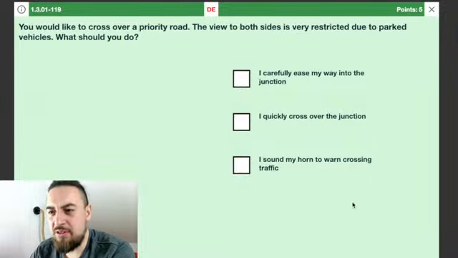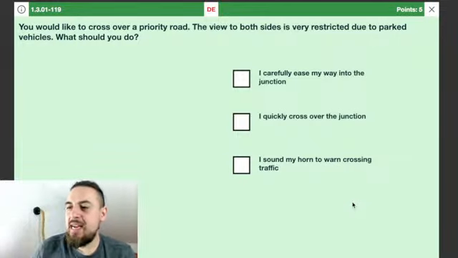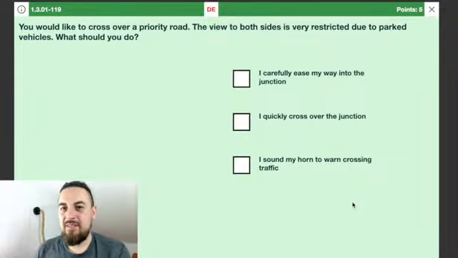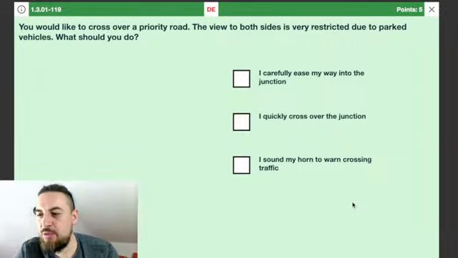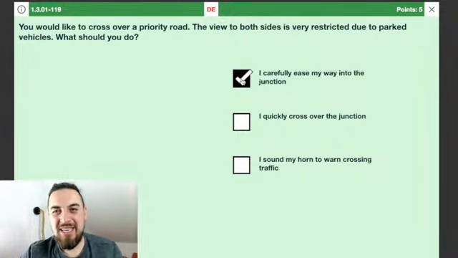You would like to cross over a priority road. The view to both sides is very restricted due to parked vehicles. What should you do? I carefully ease my way into the junction. I quickly cross over the junction. I sound my horn to warn crossing traffic. Okay, what should you do? I carefully ease my way into the junction. That is probably the only correct answer.